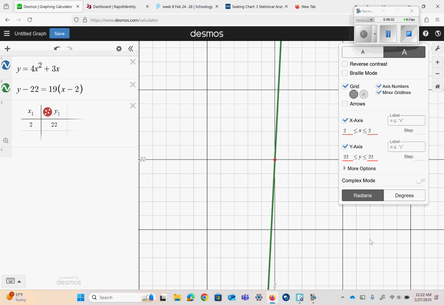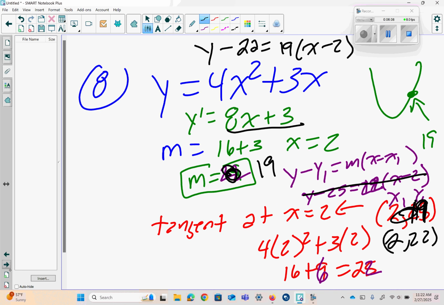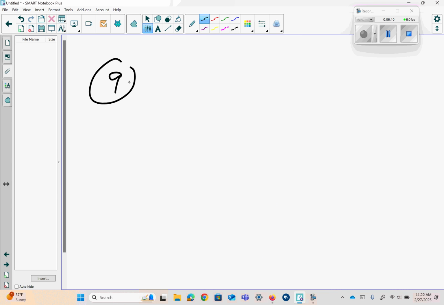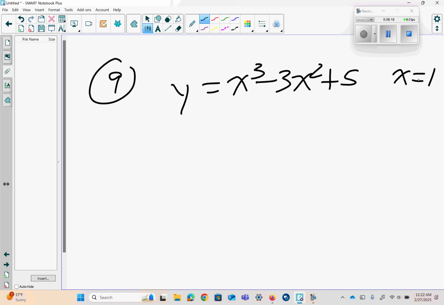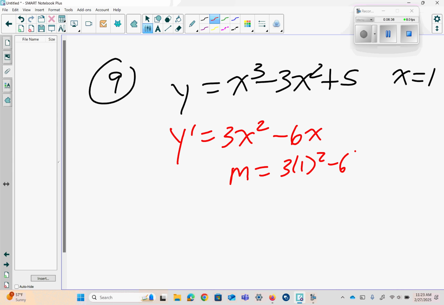All right. Can we go to number 9? Problem number 9 says we have y equals x to the third minus 3x squared plus 5. We want to figure out stuff at x equals 1. So we want to find the line tangent to it. So I'm going to go y prime equals 3x squared minus 6x. If I want to find the slope, I'm going to plug 1 into this. So that's 3 times 1 squared minus 6 times 1, which is 3 minus 6, which is negative 3. That's our slope.